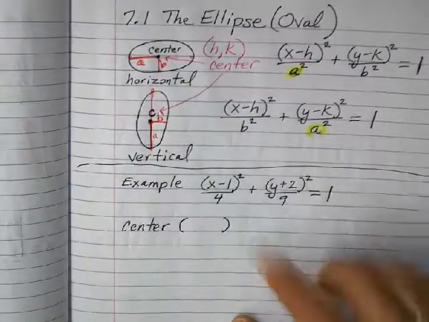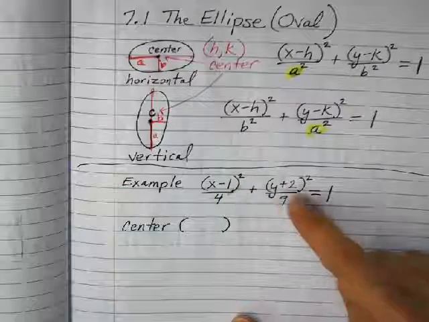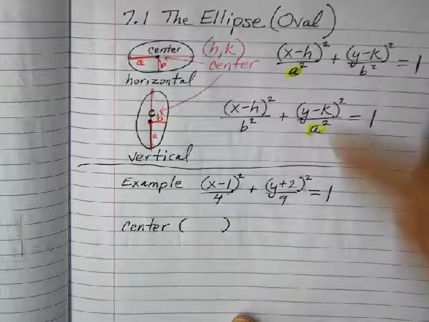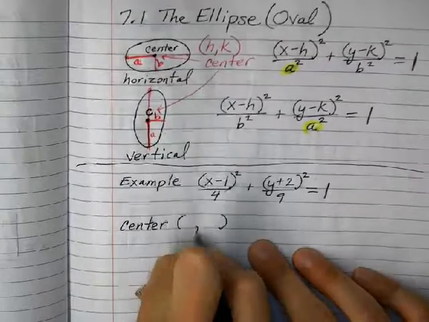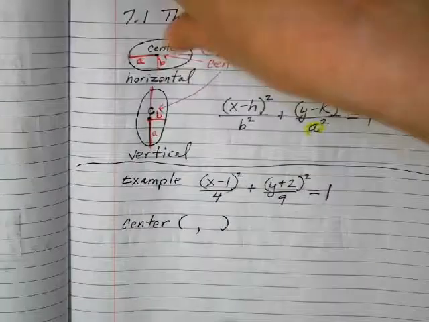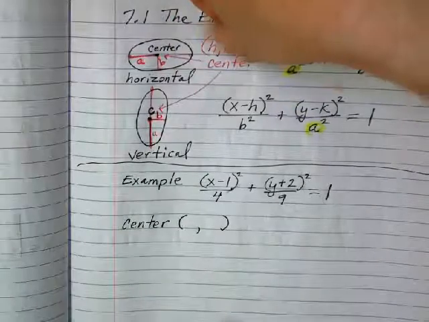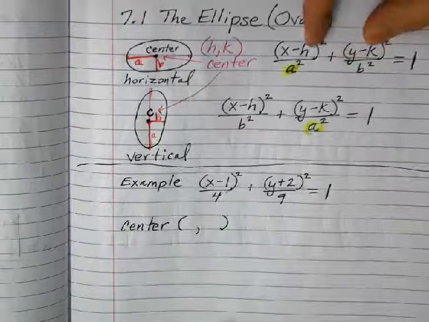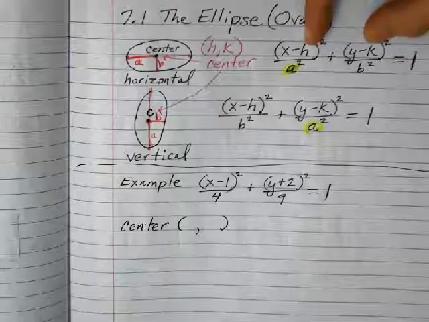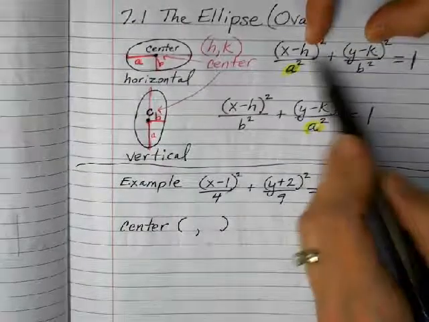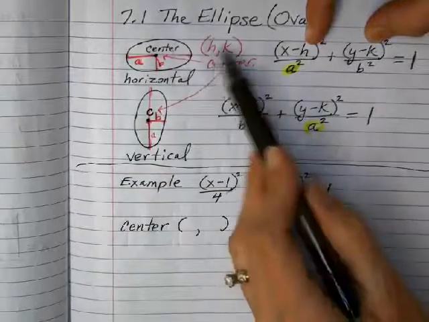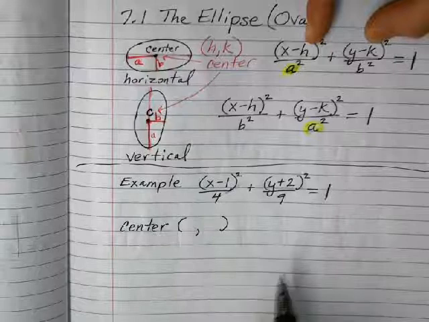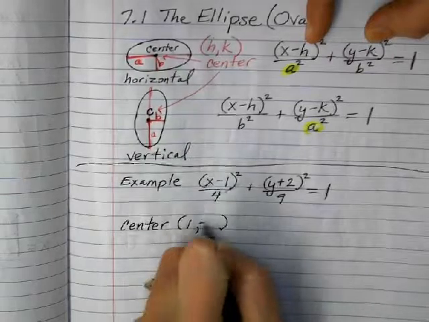So I wrote a formula, (x minus 1) squared over 4, plus (y plus 2) squared over 9. What's the center? Well, the center is supposed to be the h, k numbers. See h, k, where they are? So what's the center of this problem? 1, negative 2. Good job.